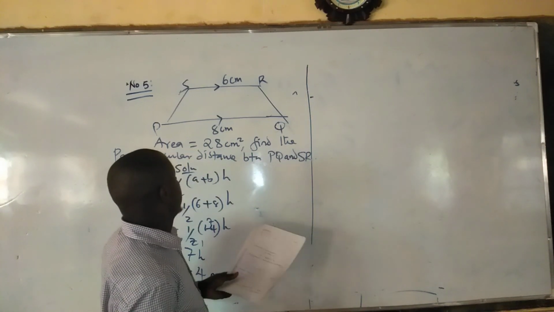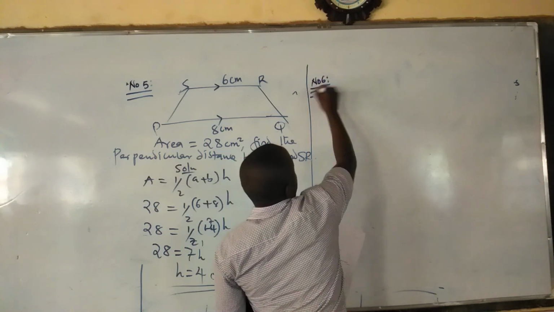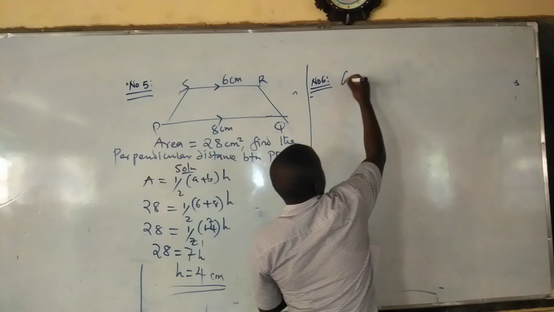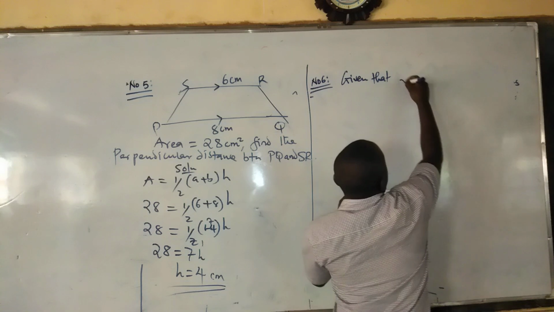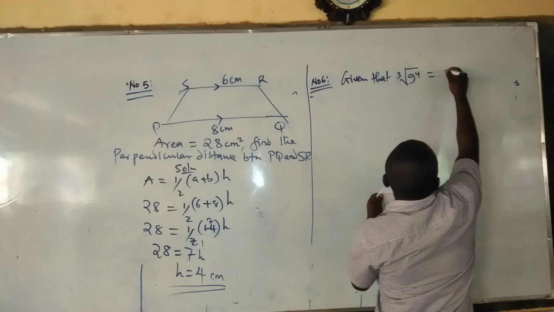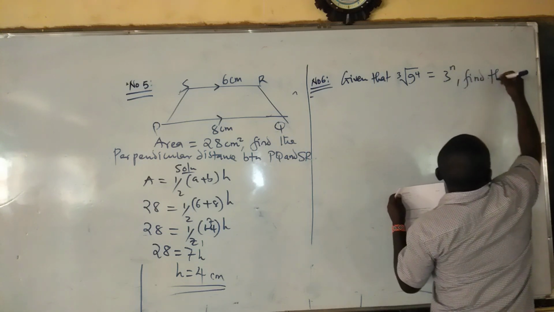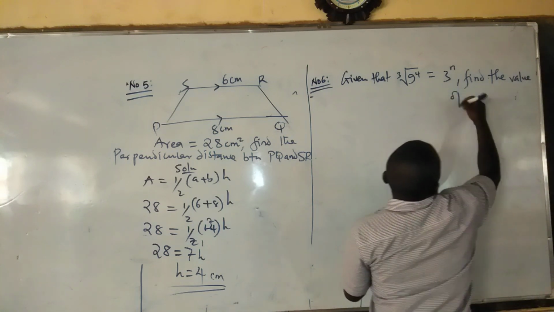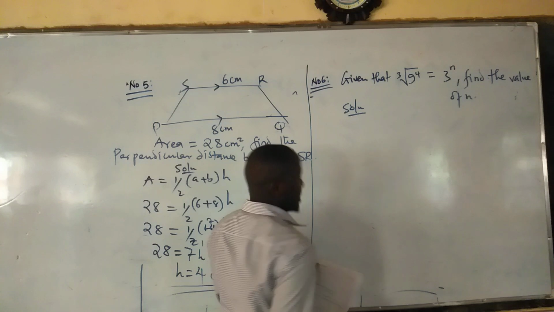Number 6 of this paper, 2019 KCSE. Given that the third root of 9 power 4 is equal to 3 power n, find the value of n. Find the value of n, and you're given 3 marks.